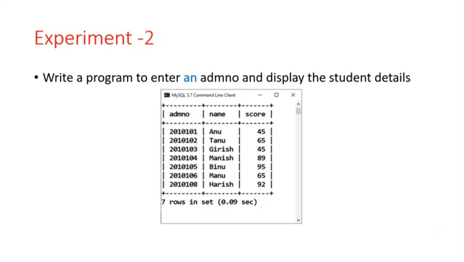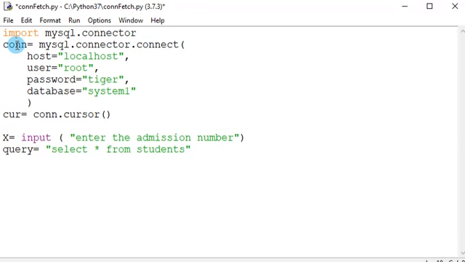Let's proceed. I have already created my connection object and my cursor object is ready, and I have inputted the admission number. Now let's proceed with the query. What might be the query? Select star from students. Yes, you have to add on a few more things, where ADMNO is equal to. Now the question is, what is the admission number? The number which I have provided. So it's going to be X. Fine. So my query is ready and it can be executed.